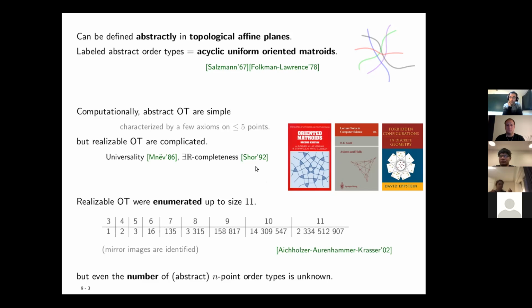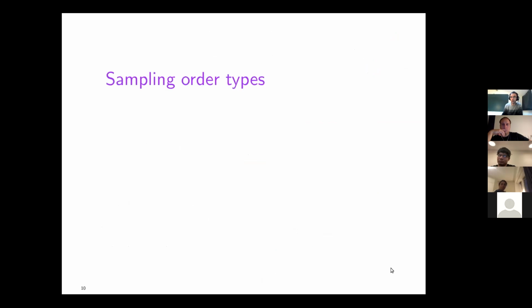Now, we still know a few things about order types. In the case of realizable order types, we know how many there are up to size 11. Even for size 12, we have no idea. These bounds here are obtained while identifying mirror images, so they are essentially half of the number of order types. In general, there is no bound, no formula for the number of abstract or realizable order types of size n. So there's a lot that we don't know.